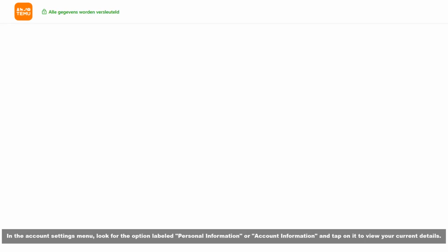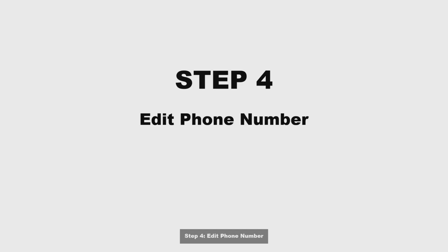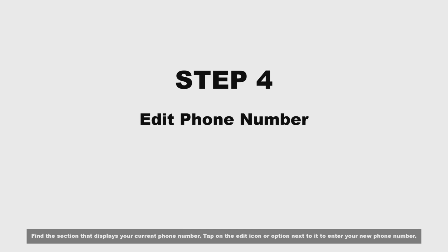In the Account Settings menu, look for the option labeled Personal Information or Account Information and tap on it to view your current details. Step 4. Edit Phone Number. Find the section that displays your current phone number. Tap on the edit icon or option next to it to enter your new phone number.